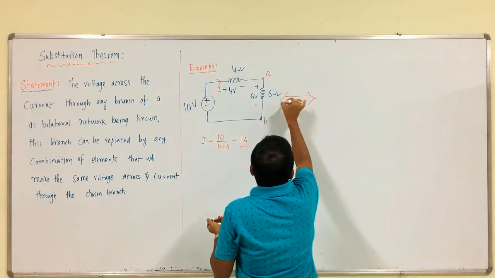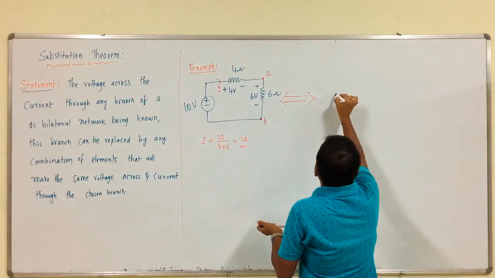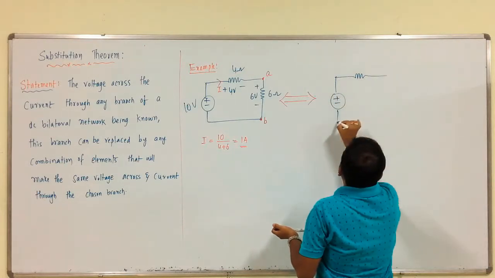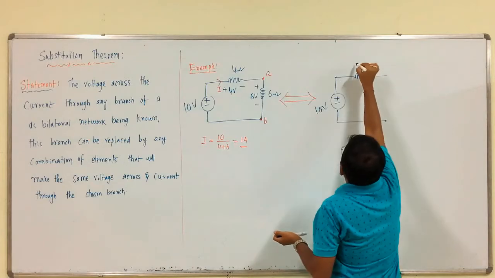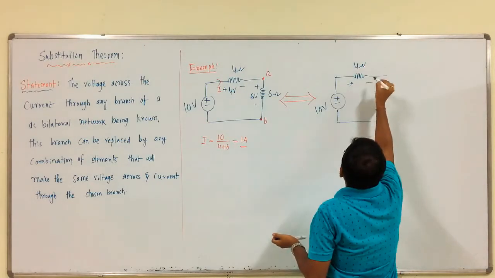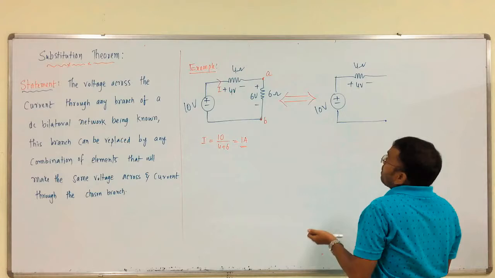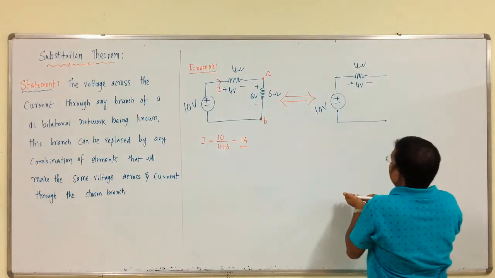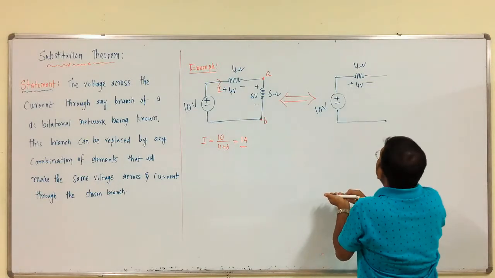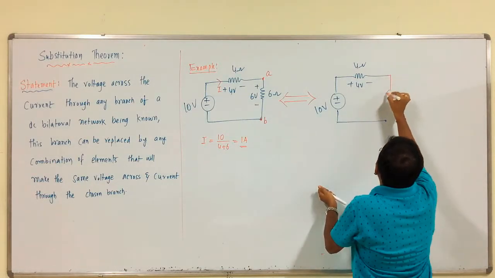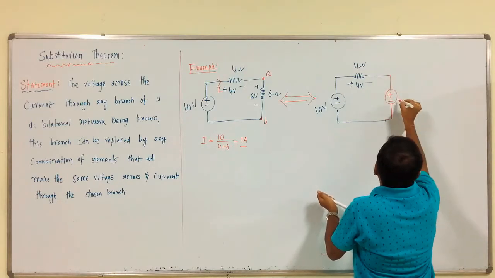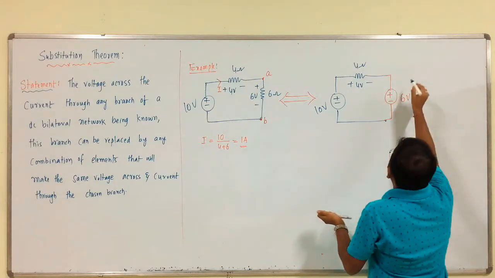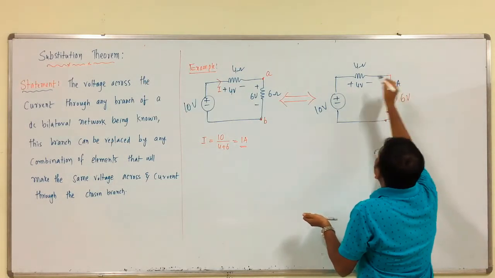So, for this you can write: this is 10 given, this is the 4 ohm branch, plus minus, this is 4 volts, right. Across this 6 ohm resistor we have 6 volts. Now, it could be replaced with what? Plus minus, this is the value 6 volts, right. The current through it, 1 ampere, right.